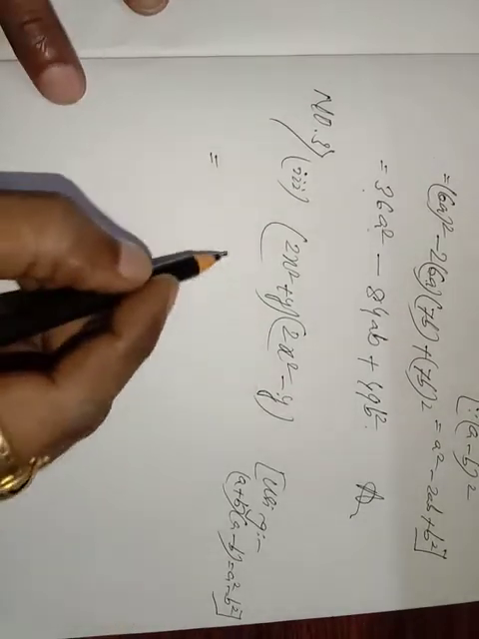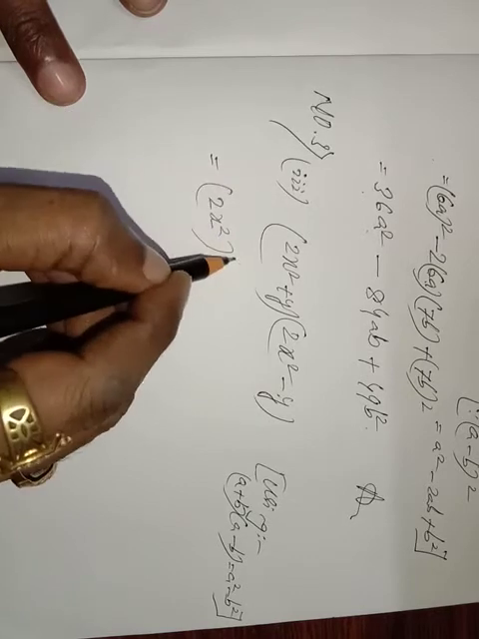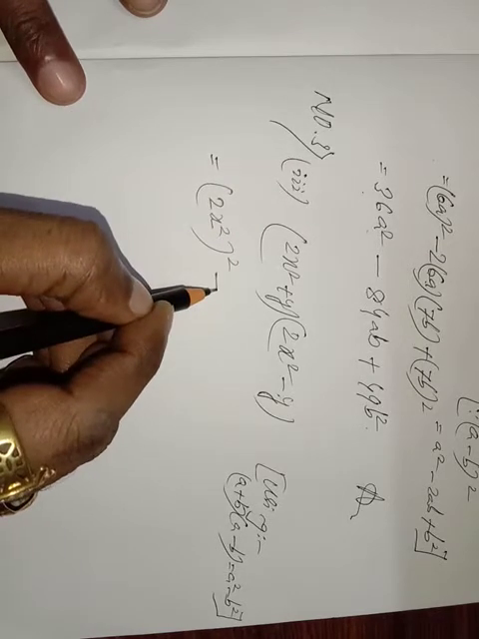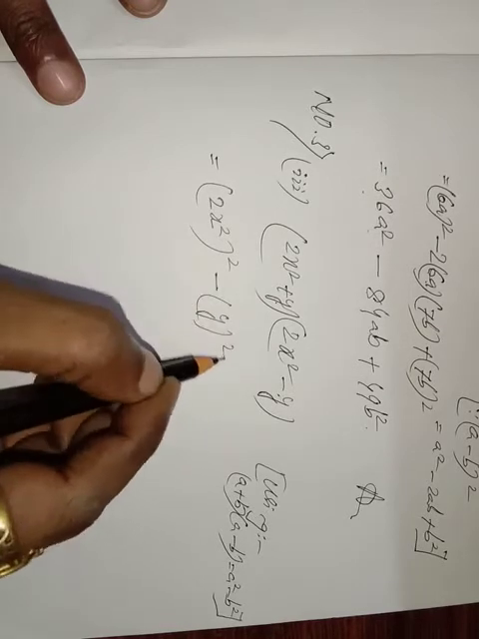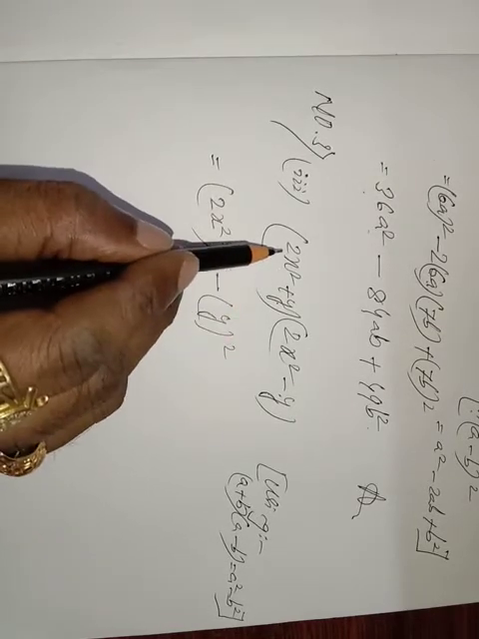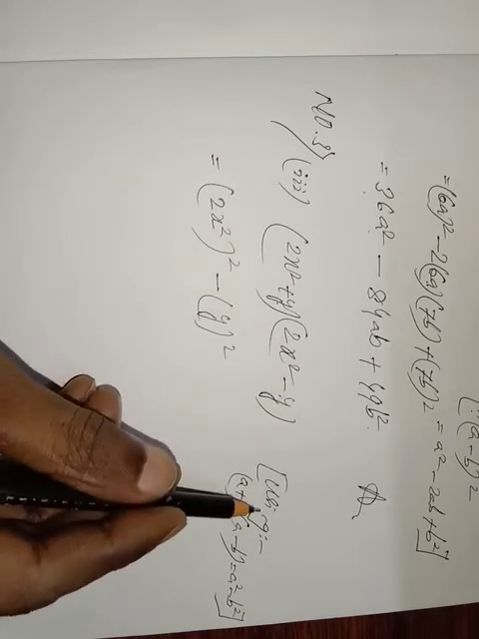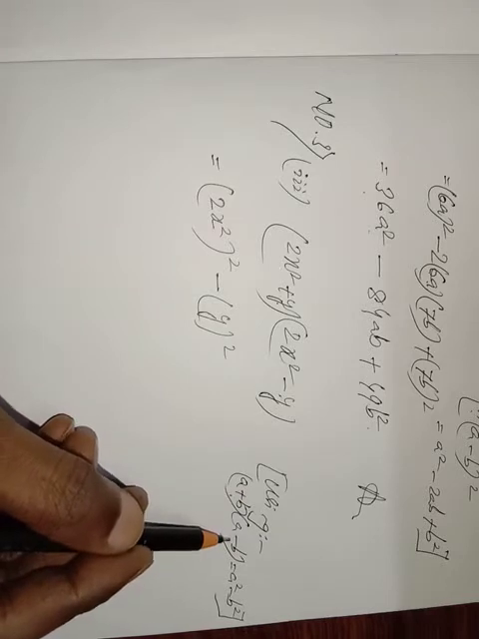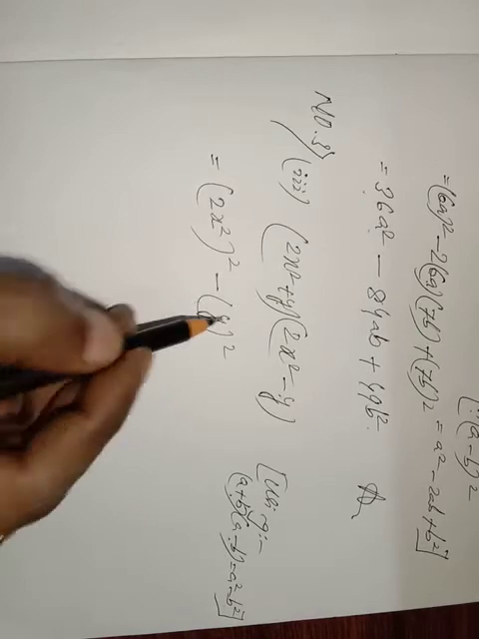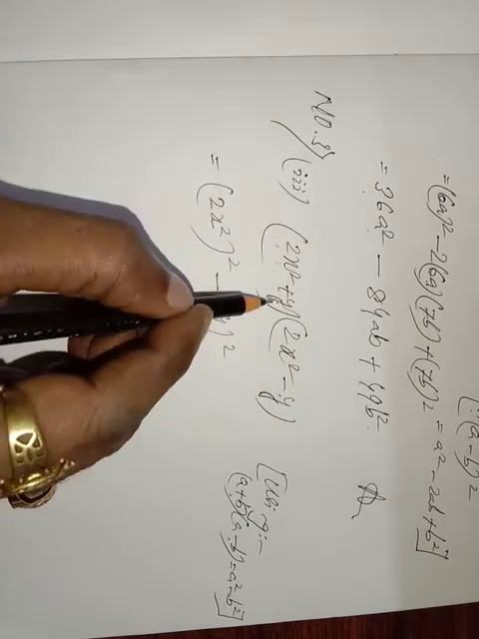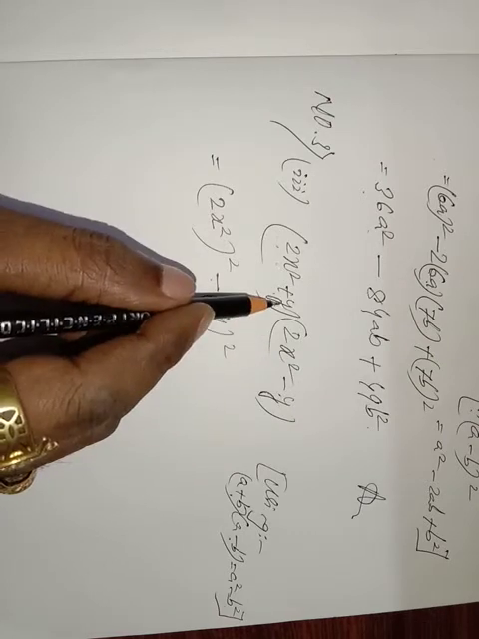Okay. That means a means here 2x square, 2x square whole square, a square minus b square. b means here y whole square. Now see very carefully. I am applying here a plus b into a minus b, that is a square minus b square. The result will be a square minus b square. a means here 2x square, b means here y. That means 2x square whole square minus b means here y whole square.